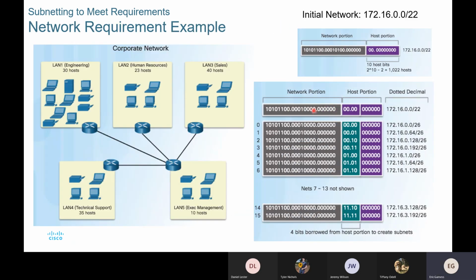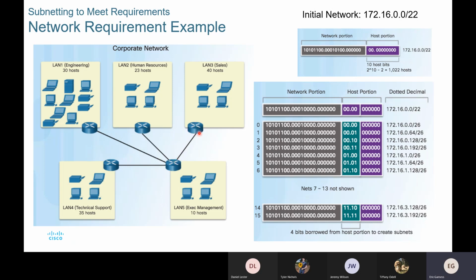So let's say that you have a company with this network. Here we have a local area network, and they need 30 valid IP addresses. Here we have human resources, they need 23 valid IP addresses. Here we have the people of sales, they need 40 valid IP addresses. Here we have the executive management, they need 10 IP addresses, and here we have the technical support with 35 valid IP addresses. And we also have point-to-point networks to connect those routers.